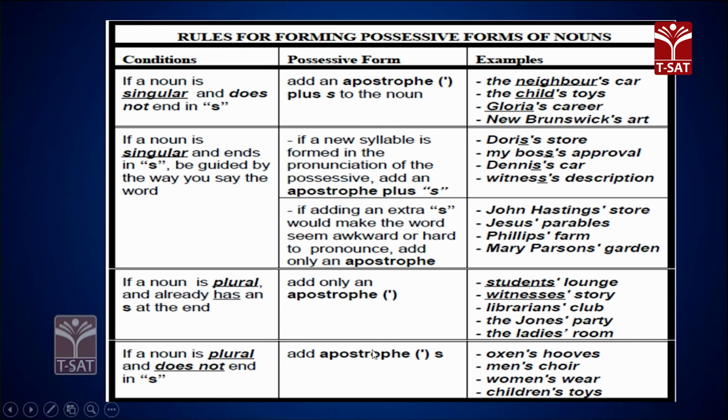If a noun is plural and does not end in s, add apostrophe and s. Oxen's hooves, men's chair. Men is plural, so for the possessive we have to add apostrophe and s. Men's choir, women's wear, children's toys. So these are some of the rules which you can remember. This is what we have discussed a little bit about nouns.